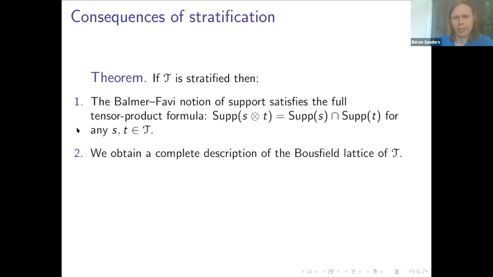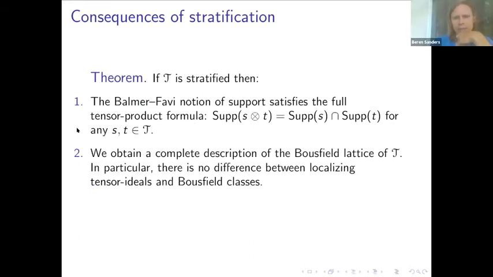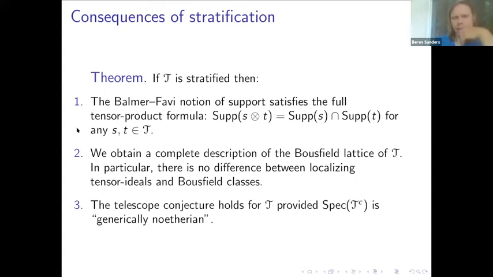So maybe I will just jump over this slide. Basically, another thing we do in our paper is we also analyze some of the consequences of what happens if your category is stratified, and there are various consequences. You get a complete description of the Bousfield lattice of your category. We also clarify that if your category is stratified, then the telescope conjecture holds, provided the spectrum has this topological condition of being generically Noetherian, which is another topological condition which simultaneously generalizes Noetherian and profinite. This is strengthening and generalizing a theorem of Greg Stevenson. But since I'm running out of time, let's not talk about that anymore.